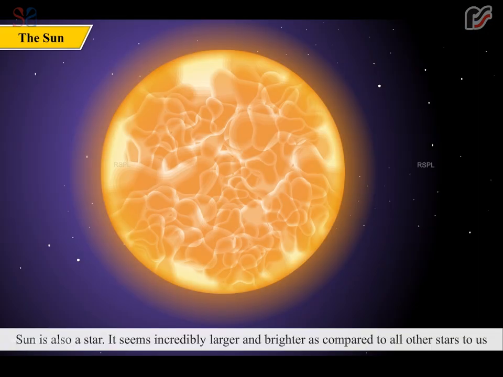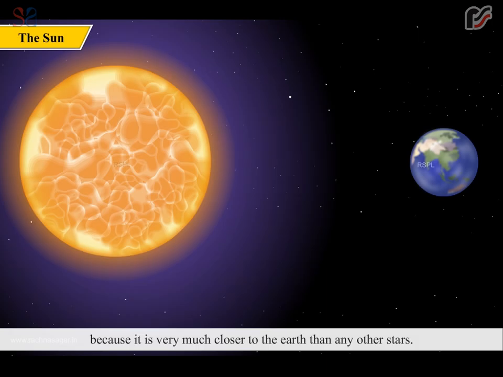Sun is also a star. It seems incredibly larger and brighter as compared to all other stars to us, because it is very much closer to the Earth than any other stars. The Sun is made up of hot gases. Its surface temperature is about 5500 degrees Celsius.